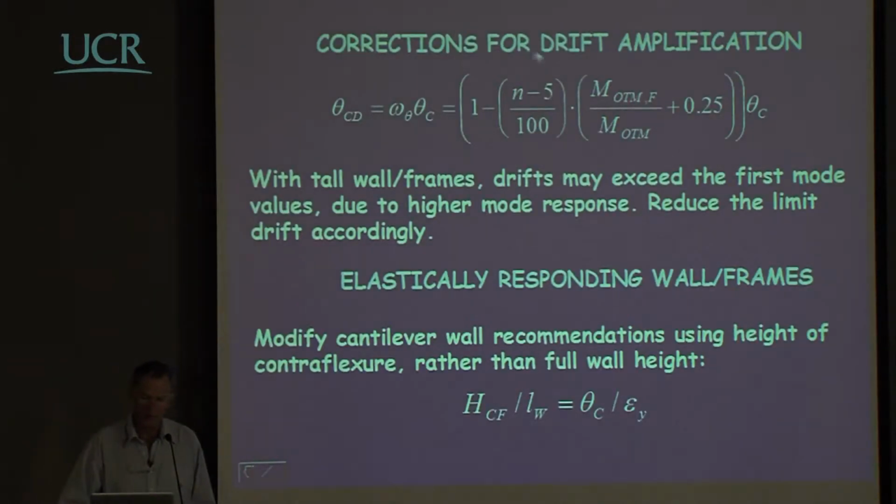In very tall structures, it's advisable again to have some correction for drift amplification due to higher mode effects, as we do in frames, as we talked this morning. So we design with a tall structure for a reduced value of the critical drift. With tall walls and frames, the drift may exceed the first mode values due to the higher mode response, and hence we're using this value.